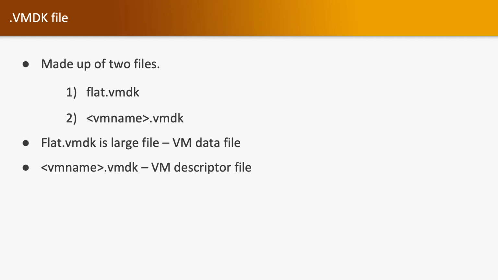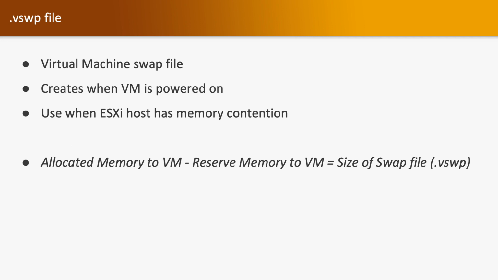VMDK. VMDK is made up of two files. One is flat.vmdk, another one is vmname.vmdk. Flat.vmdk is a large file which contains virtual machine data, whereas vmname.vmdk is a descriptor file which contains the description of the virtual machine. .vswap file.